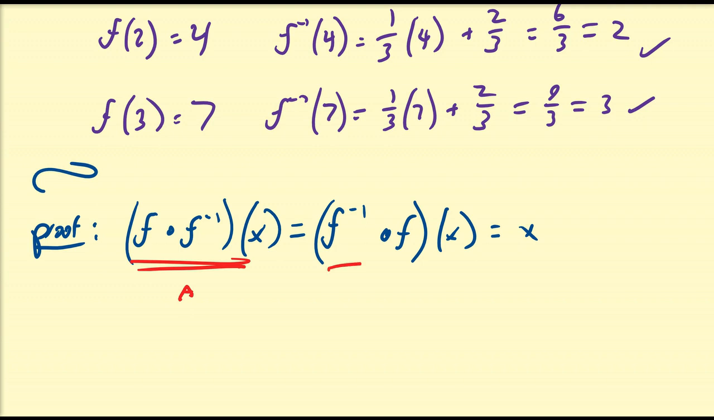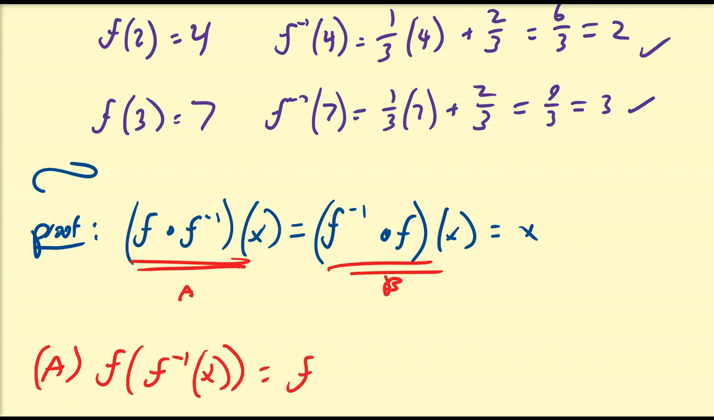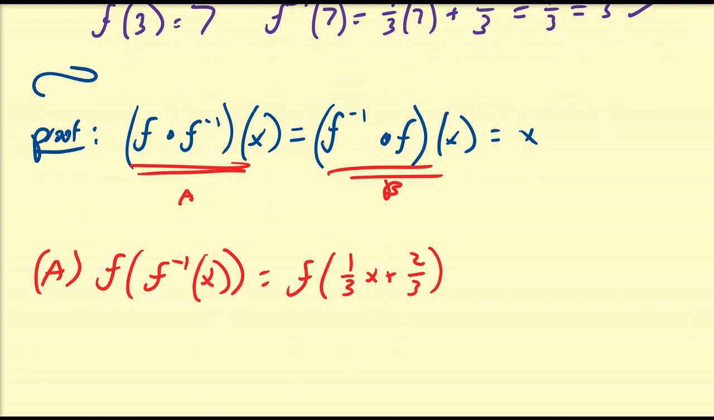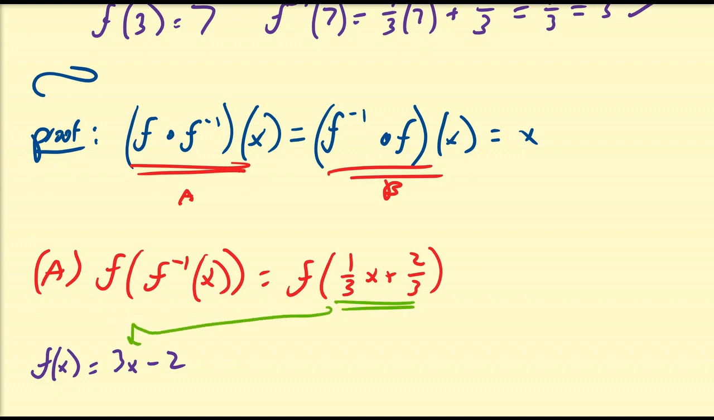So this is going to be A, and then we're going to focus on part B. So A: f composed with f inverse of x. We know f inverse of x was equal to 1/3 x plus 2/3, and f of x was equal to 3x minus 2. So what we're going to do is take this function and input it into this function. That's what compositions of functions pretty much did.